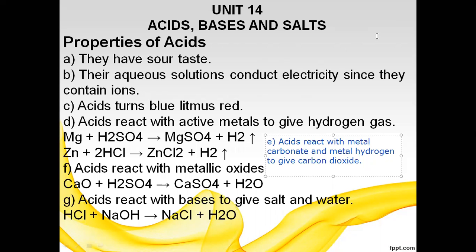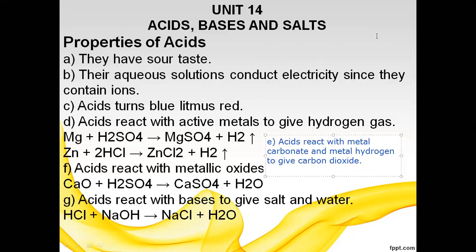So, metal carbonate. Carbonate means Na2CO3. This is a carbonate reacting with acid, that is HCl, to give carbon dioxide. So, this is one of the properties of acids. What are the properties? They have a sour taste and conduct electricity. The blue litmus paper turns red.